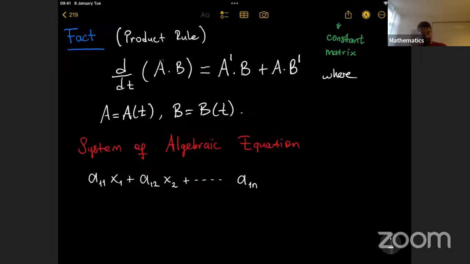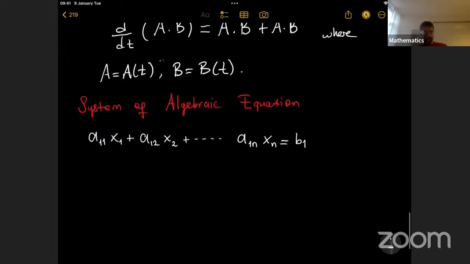A1n xn is equal to B1, okay? And let's write another equation, A21 x1 plus a22 x2 plus a2n xn is equal to b2. And you go like this.